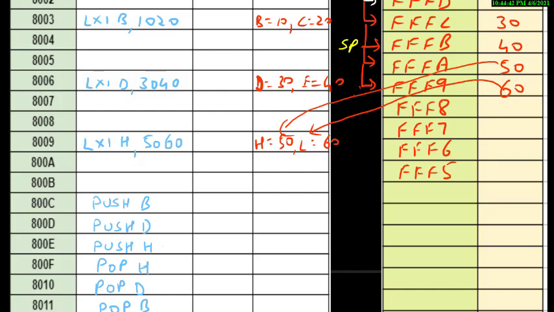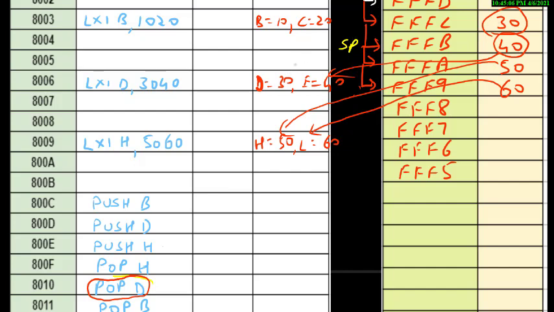Then we again give the instruction pop D. So with pop D, what happens? With pop D, the content of that particular stack pointer location, that is 40, is stored in the E register, and the next data, the stack pointer increments, and the contents 30 are stored in D.